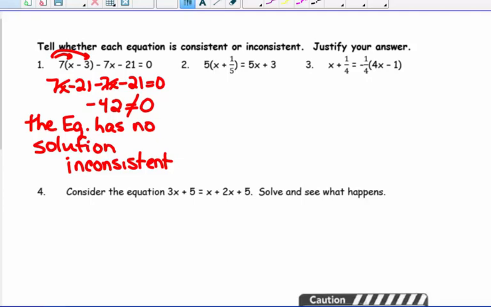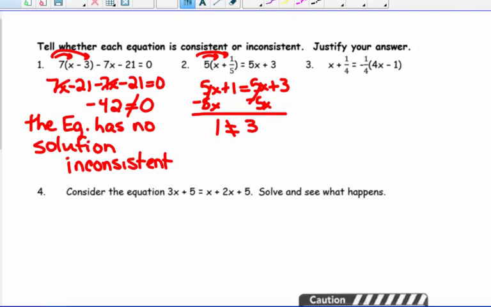Five times the quantity x, 5x. 5 times a fifth, 5/5 is 1, equals 5x plus 3. We know these 5x's are going to both cancel. And we're going to get 1 does not equal 3. This equation, again, I'm just going to say EQ for short, has no solution. Therefore, it is inconsistent.